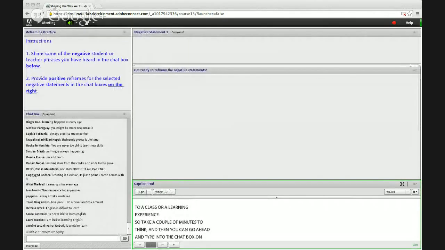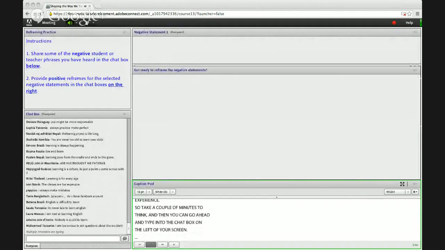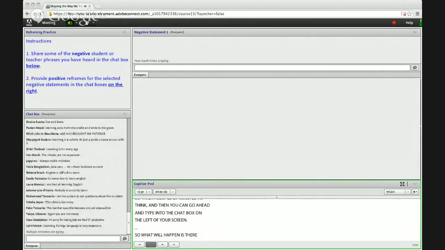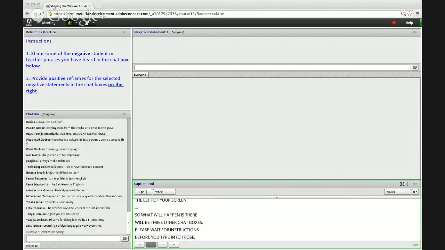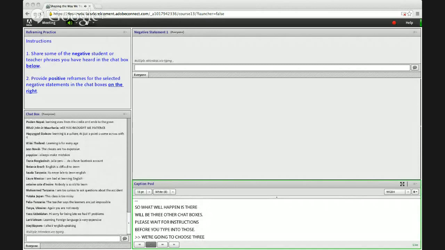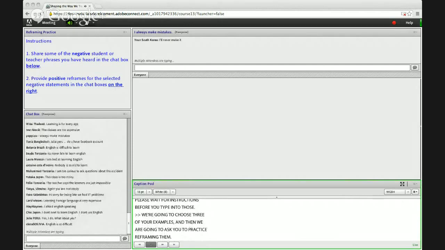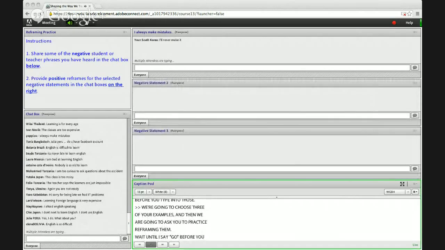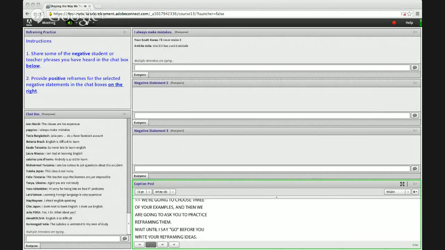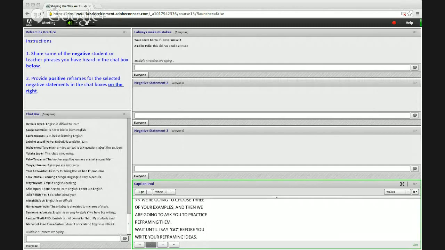So what will happen is there will be 3 other chat boxes. Please wait for instructions before you type into those. We're going to choose 3 of your examples, and then we are going to ask you to practice reframing them. Wait until I say go before you write your reframing ideas. So we've got some examples here.